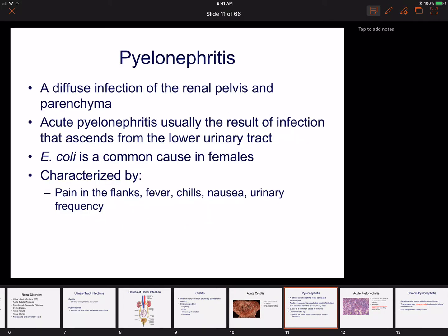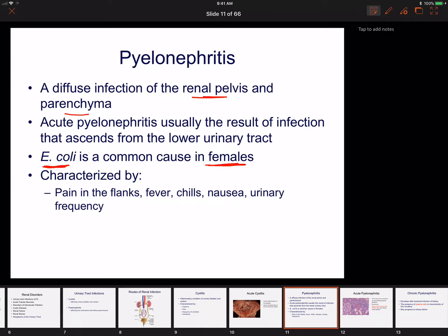The next example is pyelonephritis, and this time the infection is diffuse within the renal pelvis and the parenchyma of the kidney. The most common cause is a bacteria called E. coli, which is a normal inhabitant of the gut, and this could affect both genders. Overall, urinary tract infections are more common in females simply because females have a shorter urethra. Males have a longer urethra, which makes it more prone to trauma and injury. Females have a shorter urethra, which makes it easier for a bacteria to climb up into the renal tract, causing an infection.